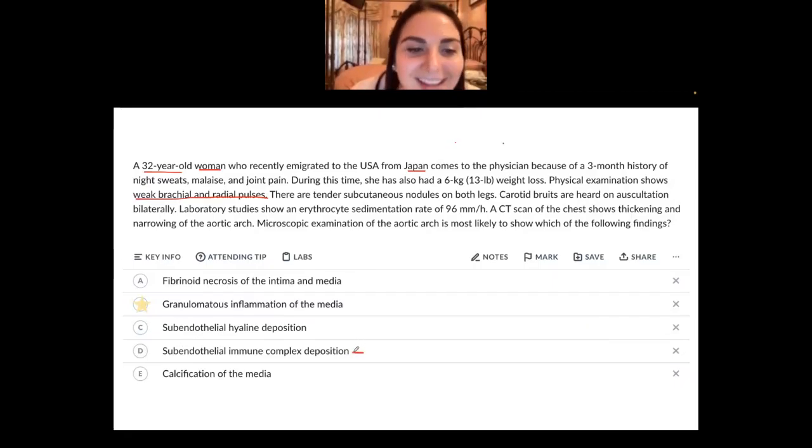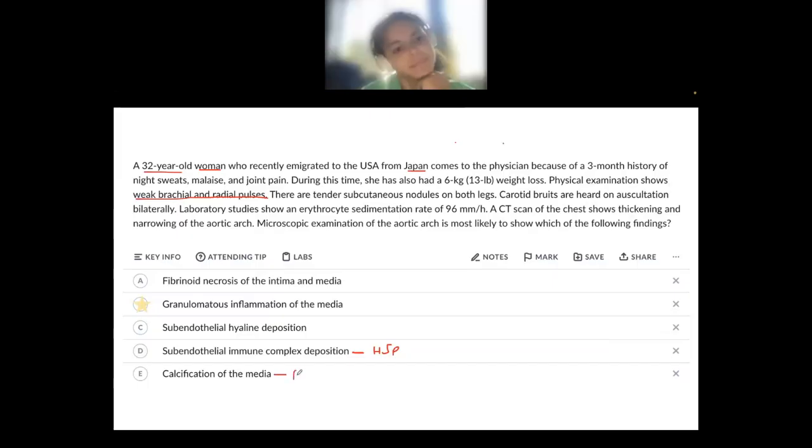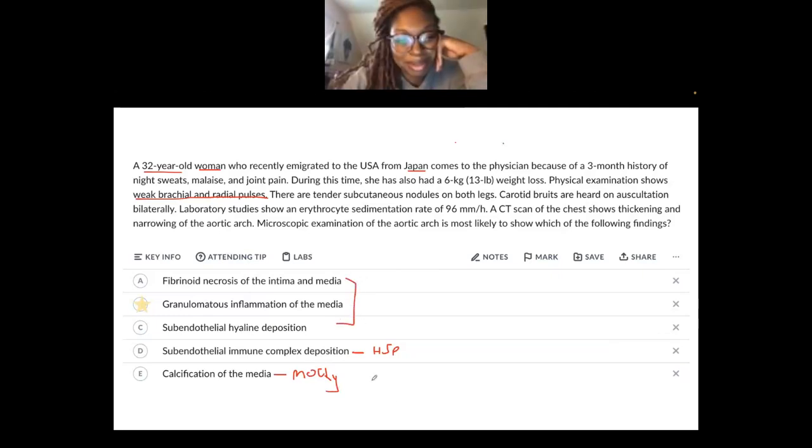So something I wanted to mention too, subendothelial immune complex deposition. Which one is this one talking about? IgA. What about this one? We had one slide on this one, very, very brief. Kawasaki.